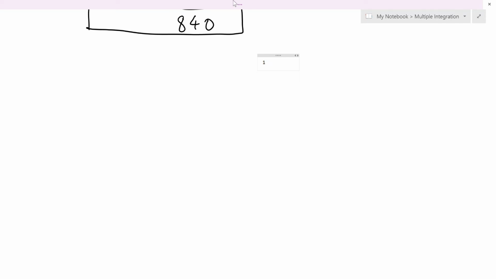Welcome back to the third lecture of multiple integration. In the previous lecture, I had given the theory on how to find the limits if the limits of integration are not provided. We took two sums, where in one sum we considered a vertical strip and in another sum we considered a horizontal strip.